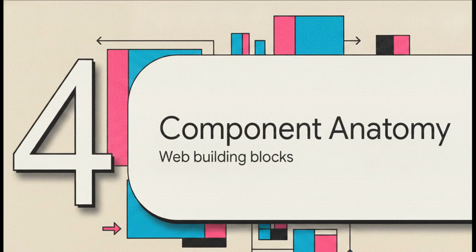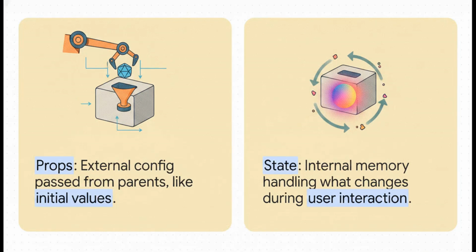All right, Section 4, Anatomy of React Components, the literal building blocks of the web. At the end of the day, every component in React is essentially just a JavaScript function that returns a description of some UI. But it relies on two fundamental concepts to manage data: props and state.